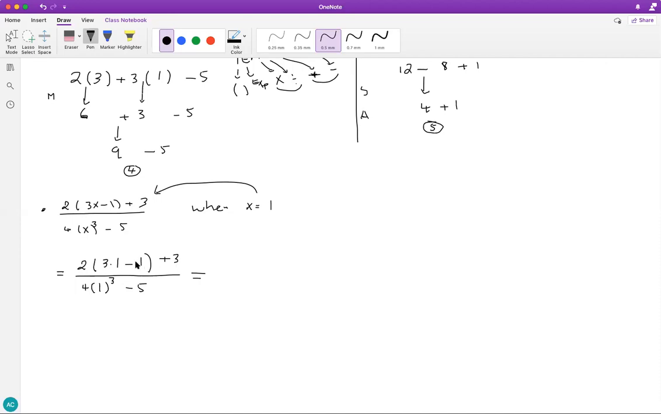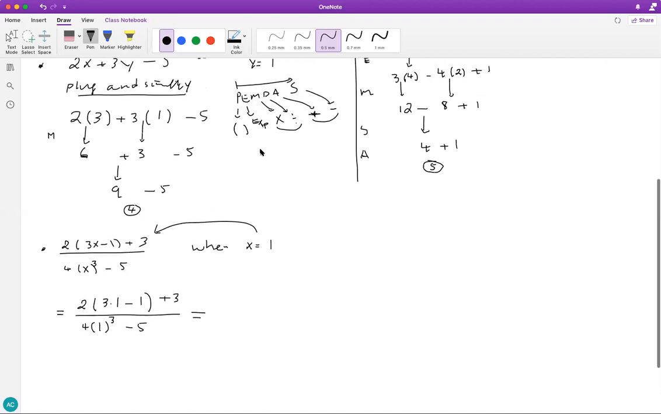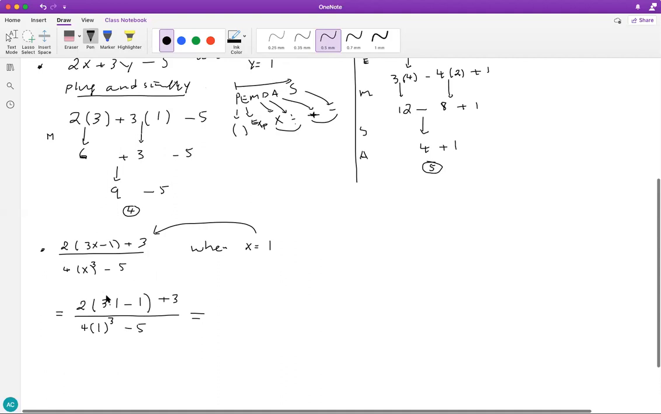So order of operations here. Again, PEMDAS, work inside the parentheses if possible. Yes, we can work here. So we have 3 times 1 minus 1. The multiplication comes before subtraction. So we're going to do 3 times 1 minus 1, which is 2. Okay, this 2 is here. 3 minus 1 is 2, plus 3.